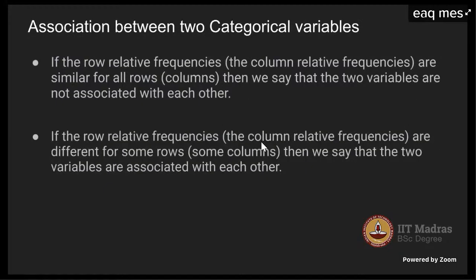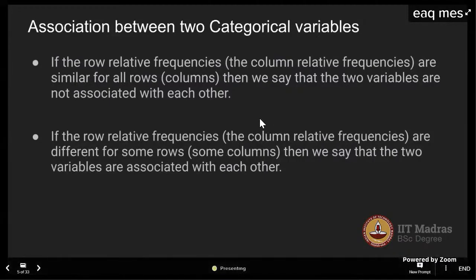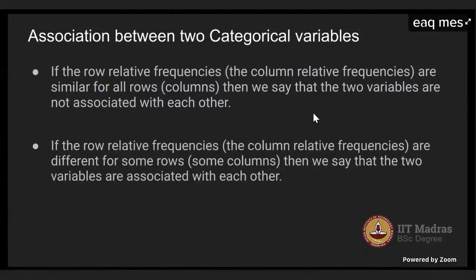If row relative frequencies or column relative frequencies are similar for all rows or columns, then we say that the variables are not associated with each other. Here, the variables we are talking about are categorical variables, both of them. If the row relative frequencies or column relative frequencies are not similar for all rows or columns, then we say that the variables are associated with each other. Any doubt till now?